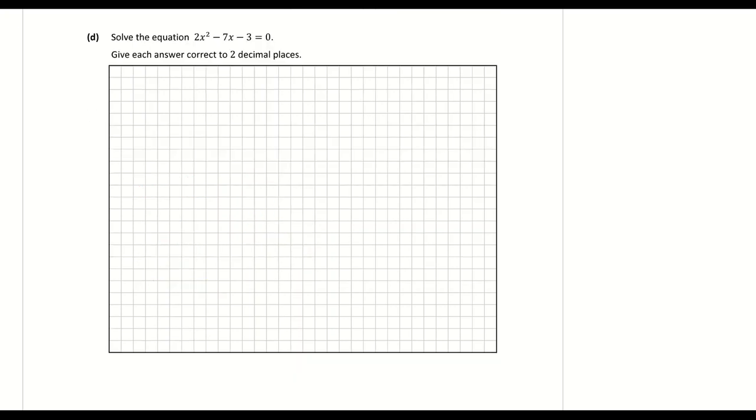Looking now at part D, solve the equation 2x squared minus 7x minus 3 is equal to 0. Give your answer correct to 2 decimal places. As soon as you see them asking you to give your answer to decimal places, that's a little hint to tell you that you can't use the two brackets here. You need to use your minus b formula from your log table.